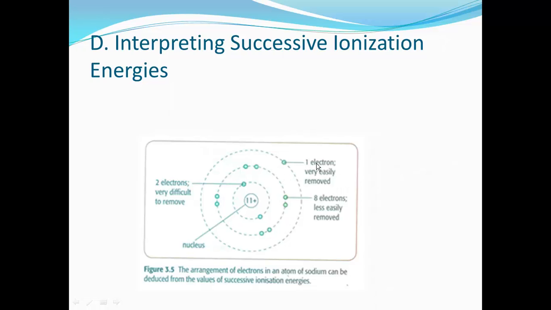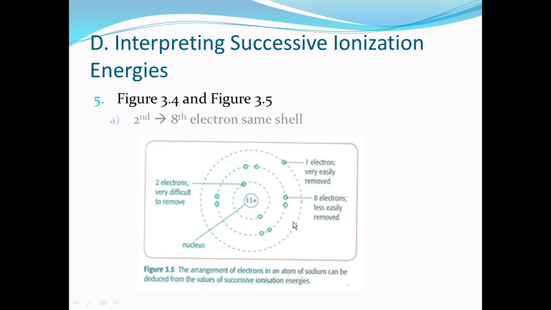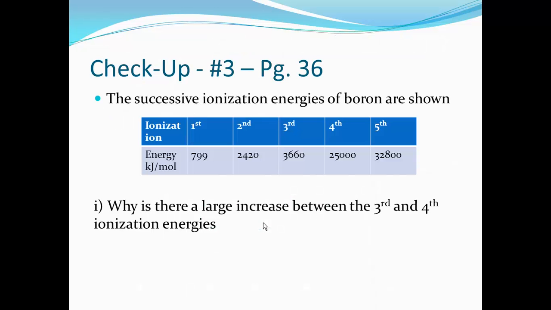Here's an example. Again, you have 11 protons, so it's sodium. You have a full inner shell, so this one electron here in the outer shell is easily removed, but it gets harder and harder to remove because of that full second energy level.